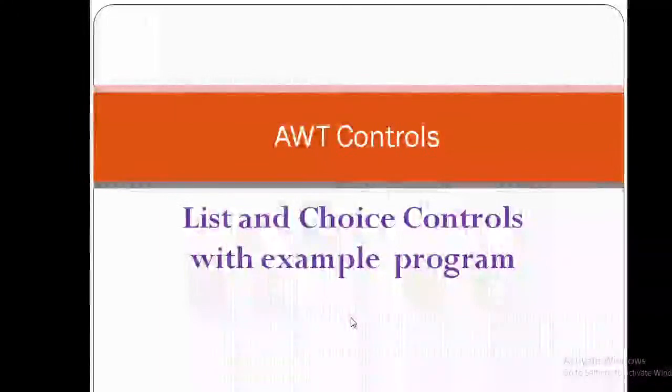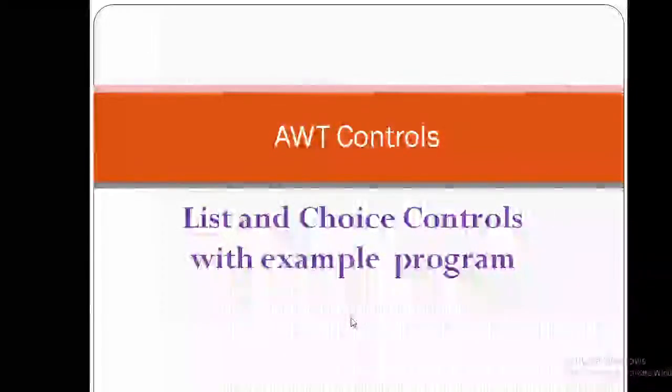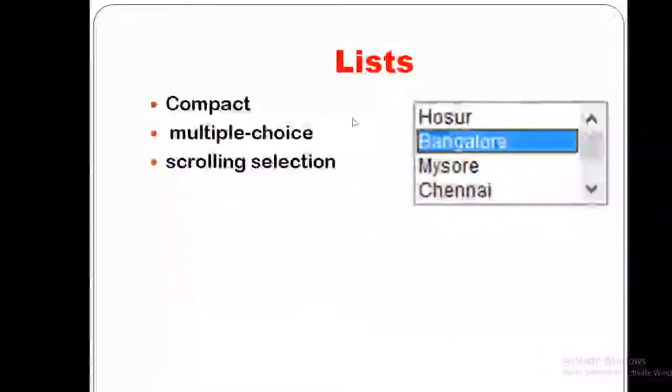So already we know about list and choice. We saw this type of control to fill a lot of forms. While we are filling the forms, we saw this type of controls. So the first one is list.